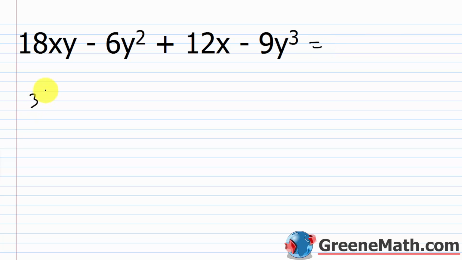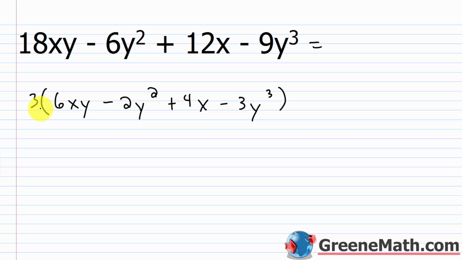Okay, so 3 times, inside the parentheses, I'd have 6xy minus 2y squared plus 4x, and then minus 3y cubed. Again, I just pulled out a 3 from each term here. Okay, that's all I did. Now, inside the parentheses is where I'm going to be working. Okay? Now, if I just take these first 2 terms and these last 2 terms, I'm not going to end up with a common binomial factor. So here's where I got to kind of do some trial and error, try different combinations.